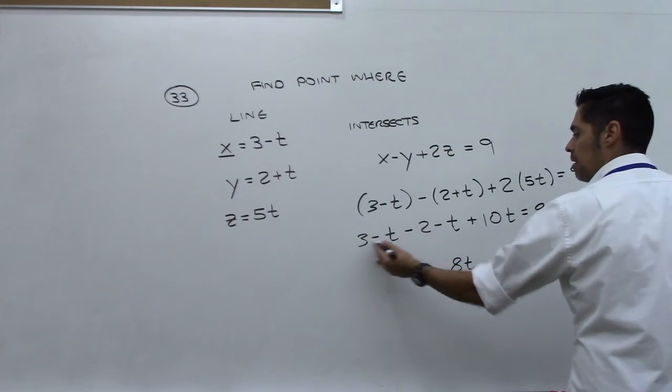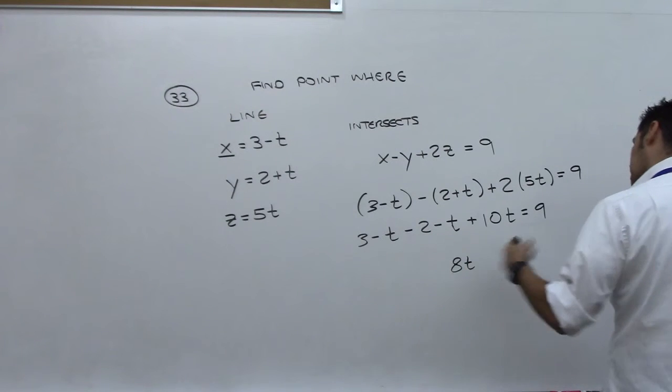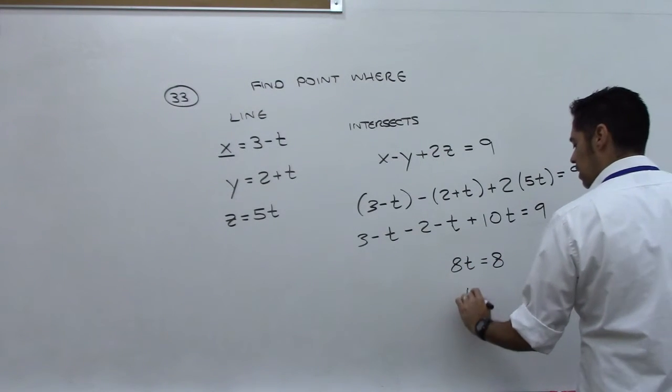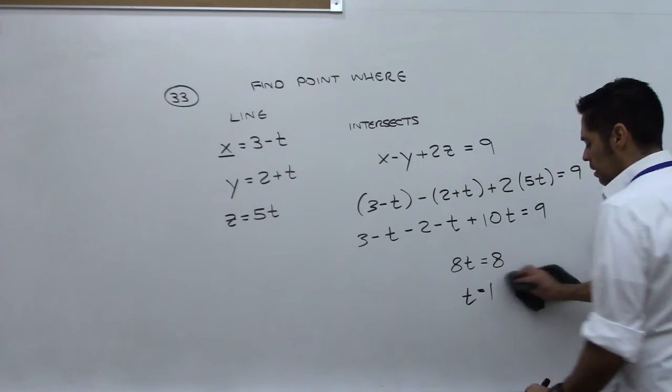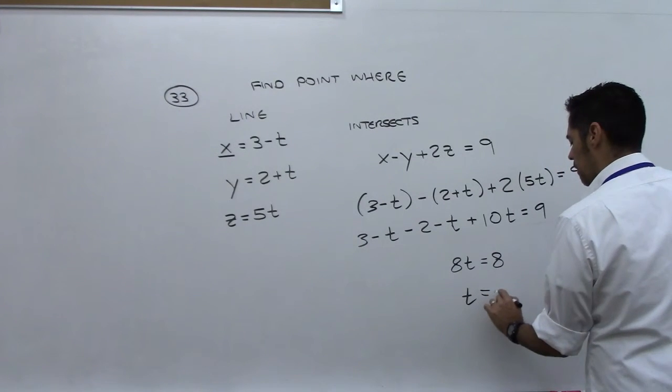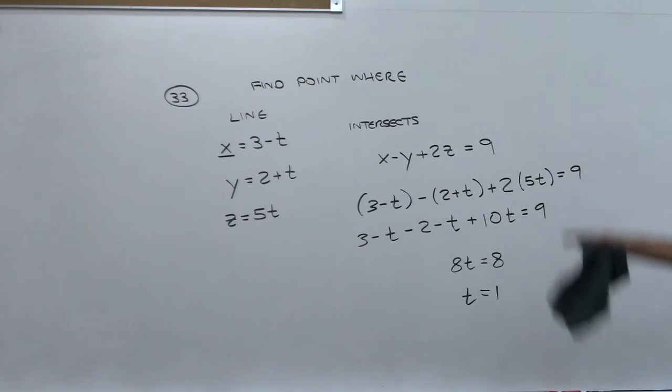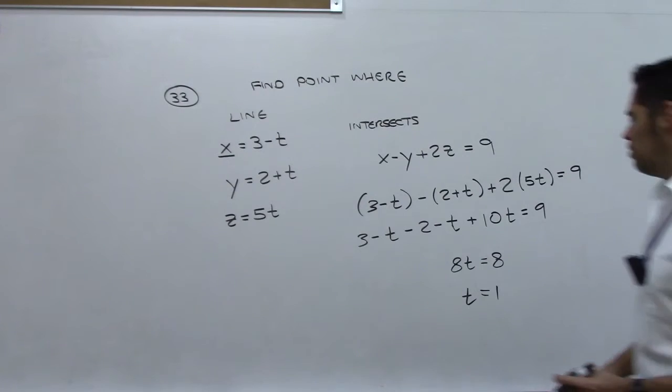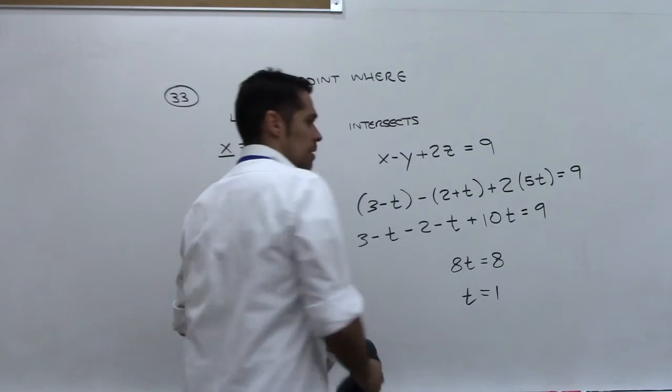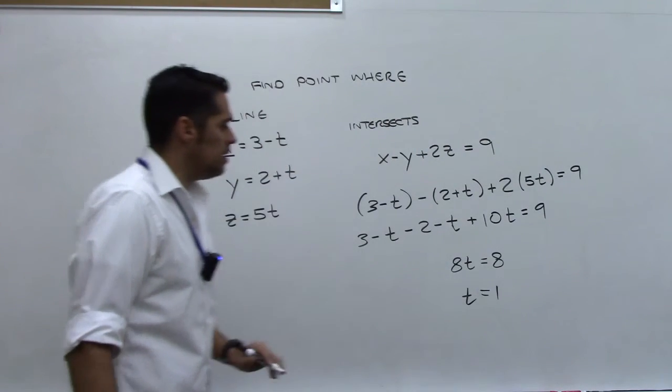And then 3 minus 2 is 1, and then take it to the other side, you get 8. Ooh, that's nice. t is 1. Is that the answer? No, because we want to know the point where they hit each other. So where is this point? It's the point that you get when you let t equal 1.